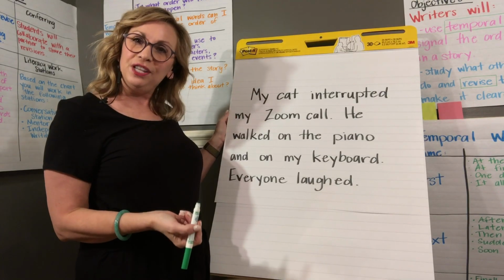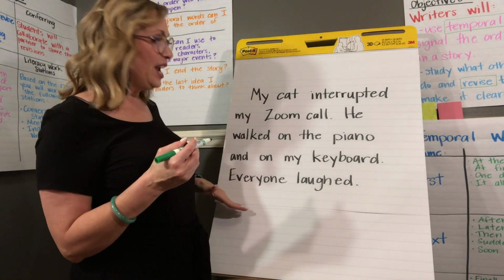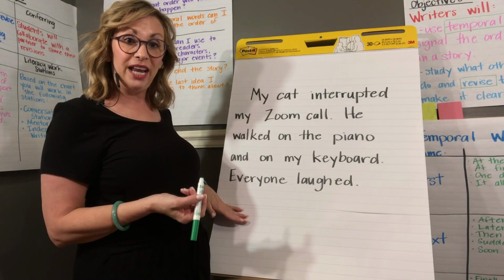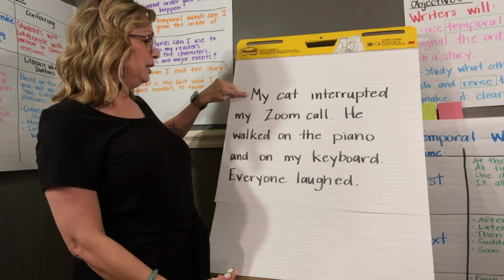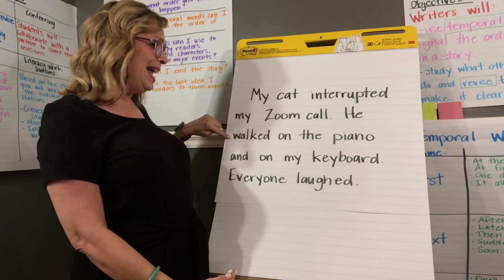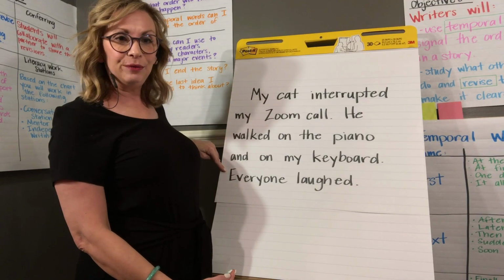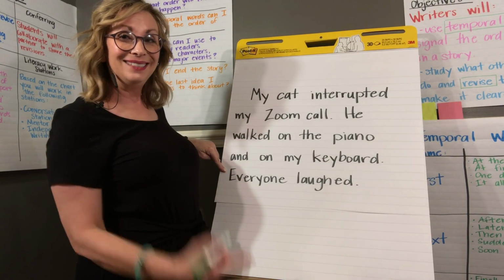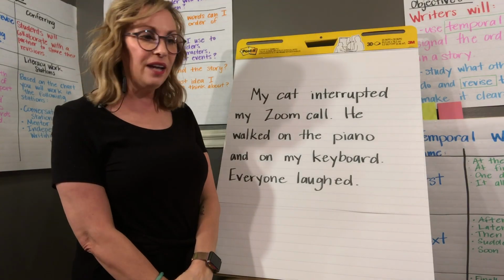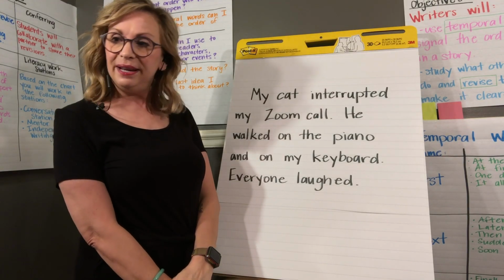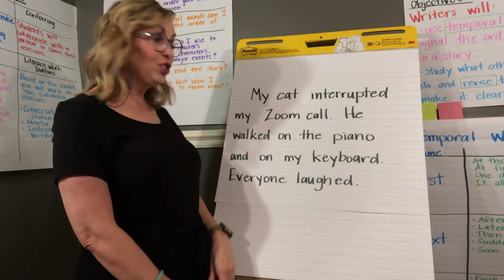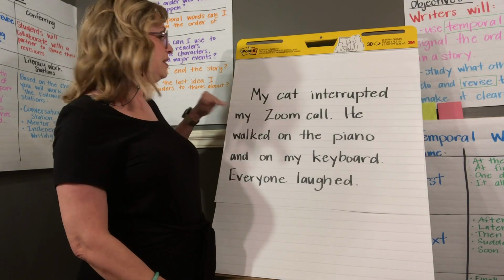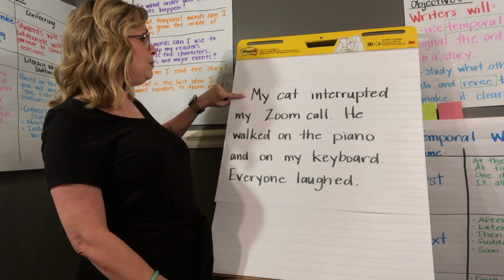All right, so the first thing I'm going to do is reread my own narrative that I wrote yesterday. So here we go. My cat interrupted my Zoom call. He walked on the piano and on my keyboard. Everyone laughed. You know what? I did not hear any temporal words in my text. So I'm going to go back now and see if I have places where I can insert them. Let's start with this first sentence. My cat interrupted my Zoom call.